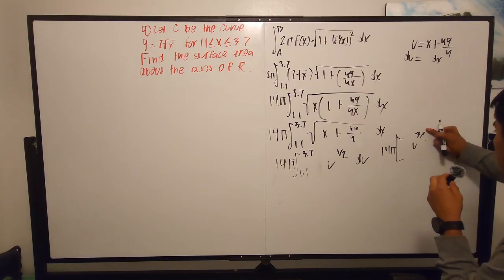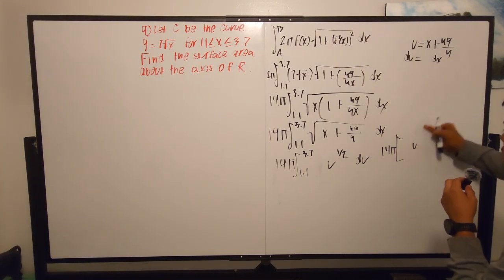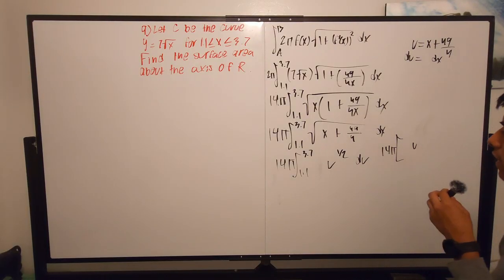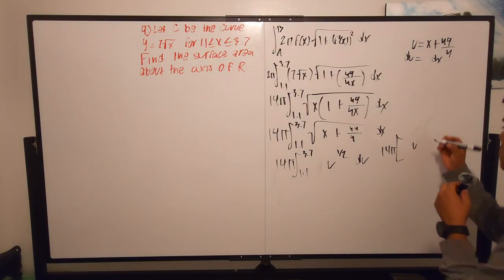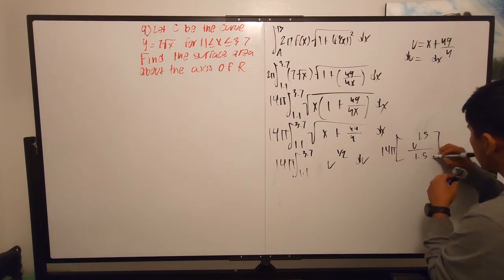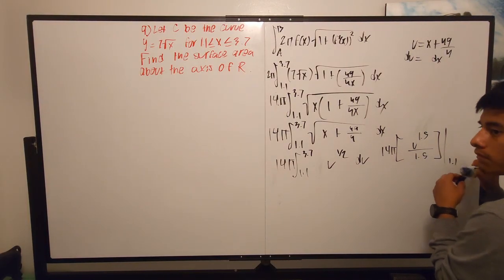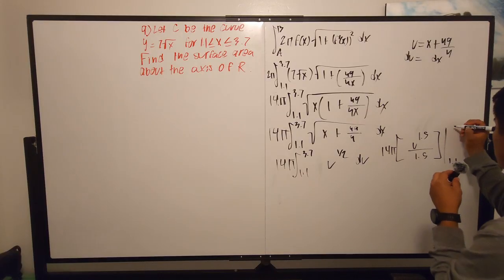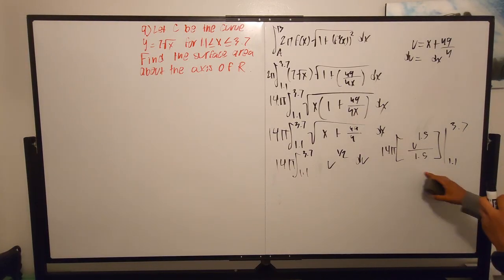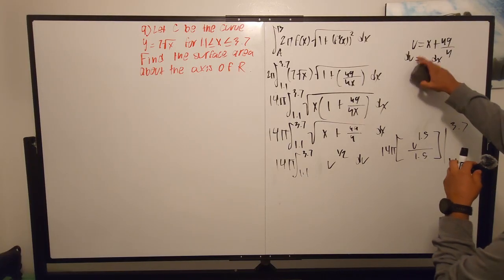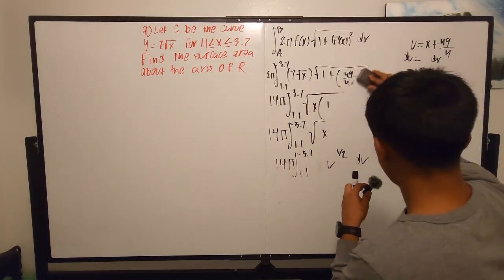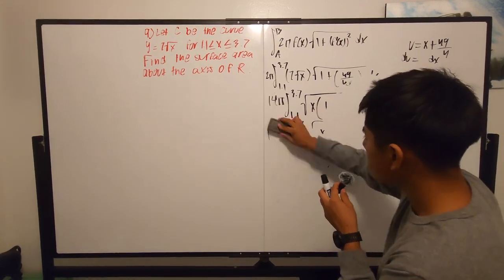And I'm also going to rewrite these as decimals, because I don't like working with fractions. So 1/2 plus 1, 0.5 plus 1 is 1.5. Evaluating from 1.1 to 3.7. And before I do anything else, I'm going to put back this u, which was x plus 49 over 4. I can erase this.